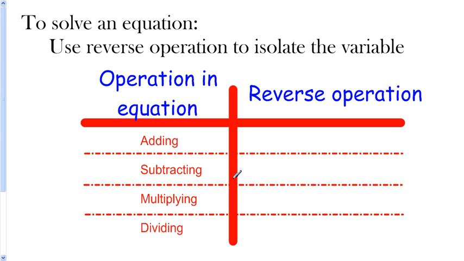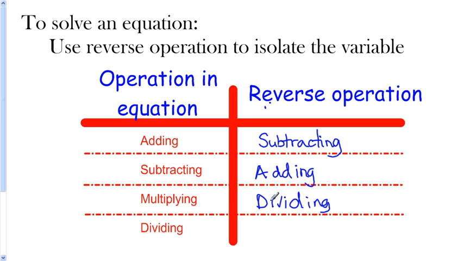To solve an equation, we need to use the reverse operation to isolate the variable. So let's look. If we're adding, what is the reverse operation? The reverse operation is going to be subtracting. If we are subtracting, the reverse operation of subtracting is adding. The reverse of multiplying is dividing. And the reverse of dividing is multiplying.